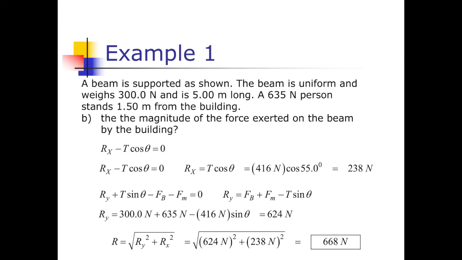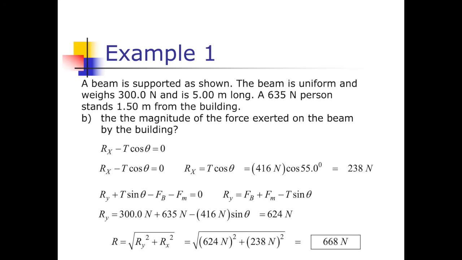The exact same thing can be done in the case of the vertical components because, again, we have the y component of R, we have the y component of the tension, and then we have the forces caused by the man and the beam itself, which were already vertical to begin with. And so when we do this sum, we can very quickly come up with a y component for R to be 624 newtons.